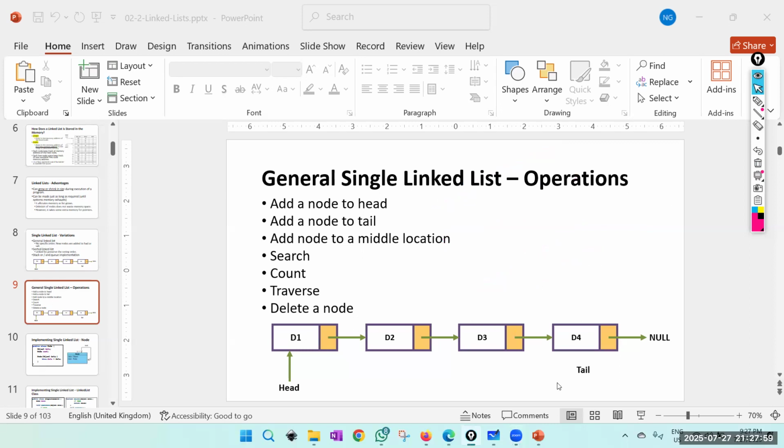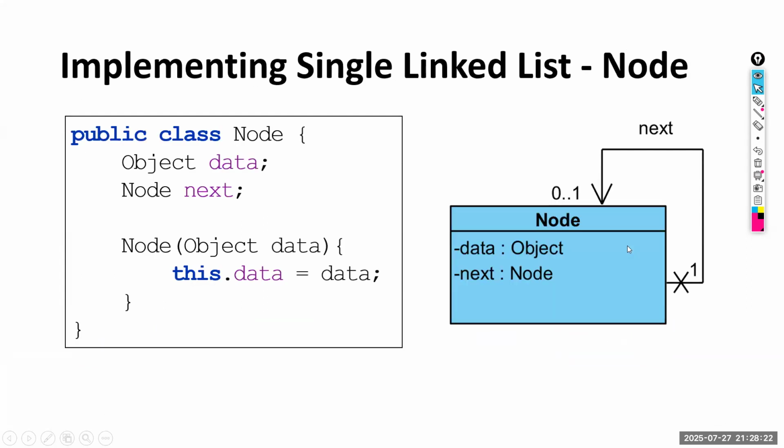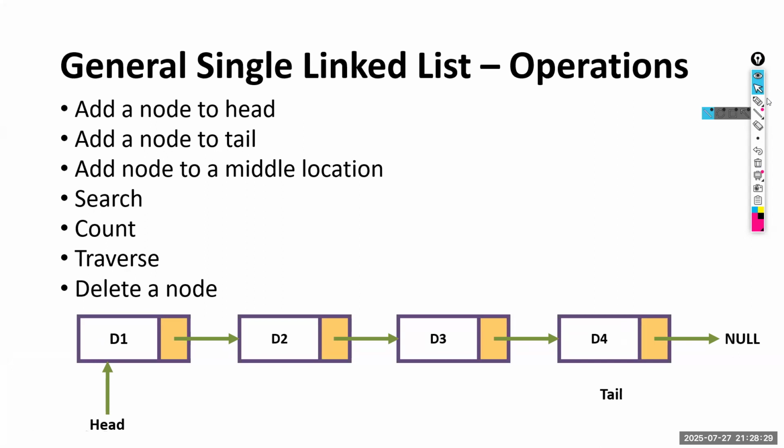Now we are going to look at how these operations are done at a conceptual level and then implement those. Remember, first we need to model the node, then we need to model the linked list. There we will only keep track of the head, because there is no point keeping track of the tail. This is how you implement the node class. These are the node objects at runtime.